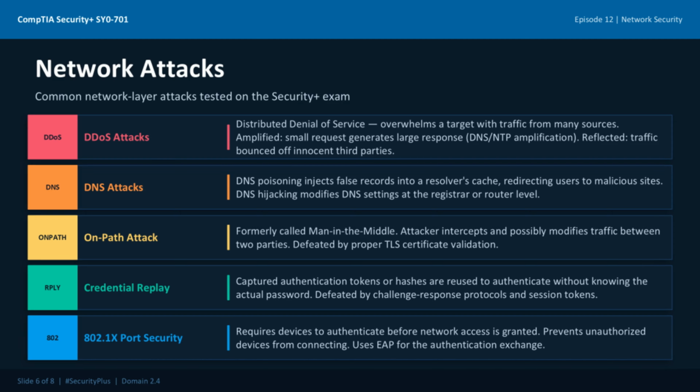Credential replay captures authentication tokens or hashed credentials and reuses them without knowing the actual password. Challenge response protocols and per-session tokens prevent replay. 802.1X port security requires devices to authenticate before gaining network access. EAP handles the authentication exchange, preventing unauthorized devices from connecting simply by plugging in.